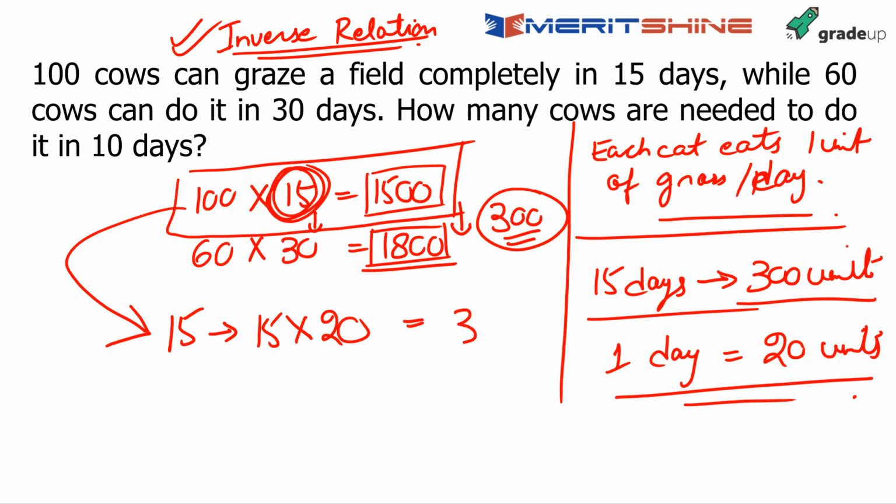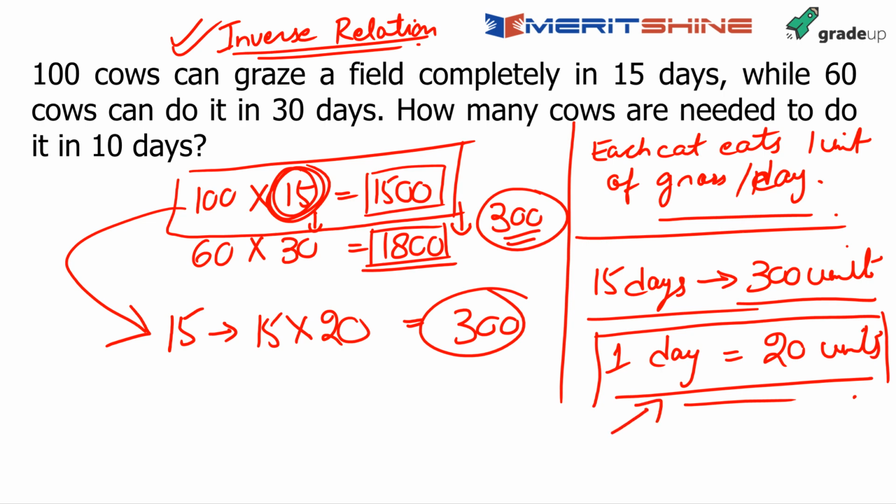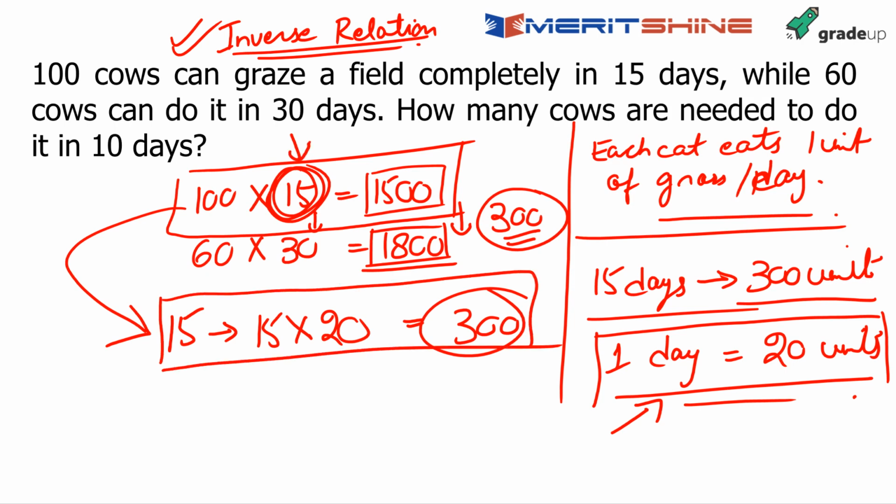This would be 300. Fine. What is this? We already calculated that in this field grass grows at this rate, that every day 20 units of grass grows. Fine. So in the first 15 days, how much grass would have grown? It would be 15 into 20, 20 is the rate. So that's 300 units. So can I say that when they started grazing, the total amount of grass here would be 1500 minus 300 is equal to 1200 units?